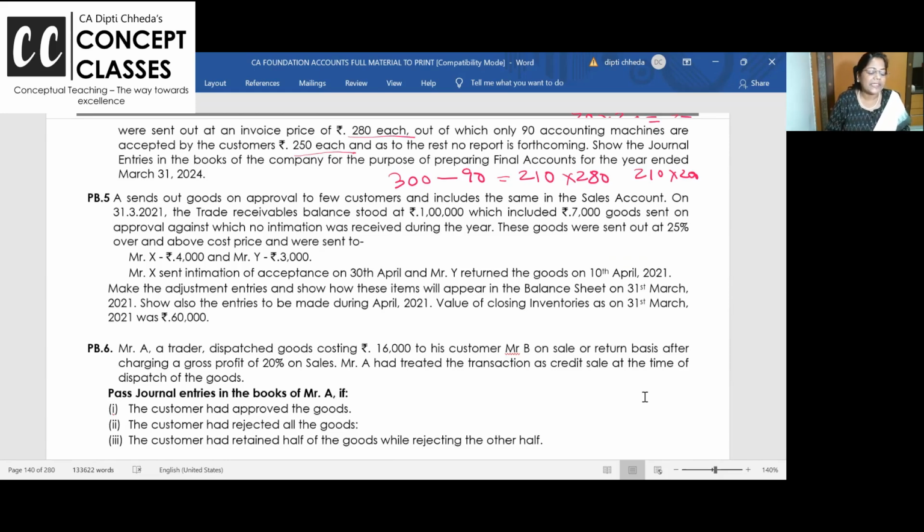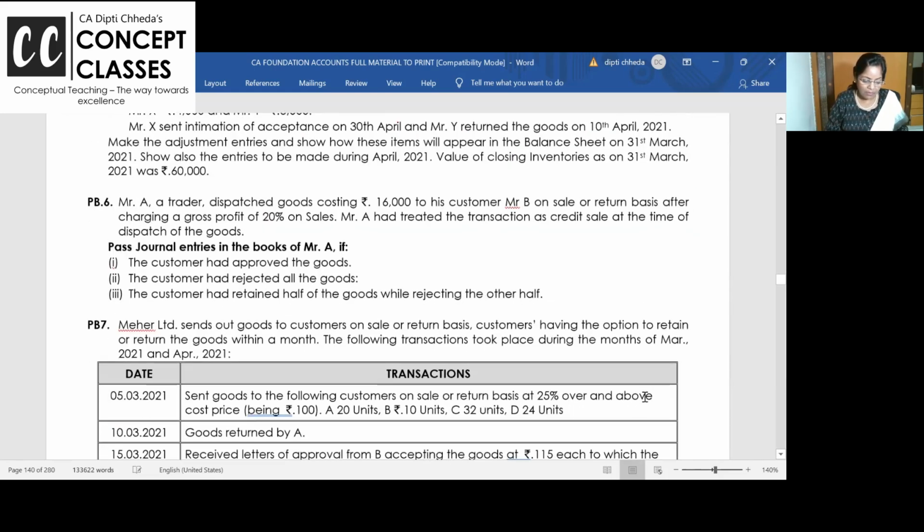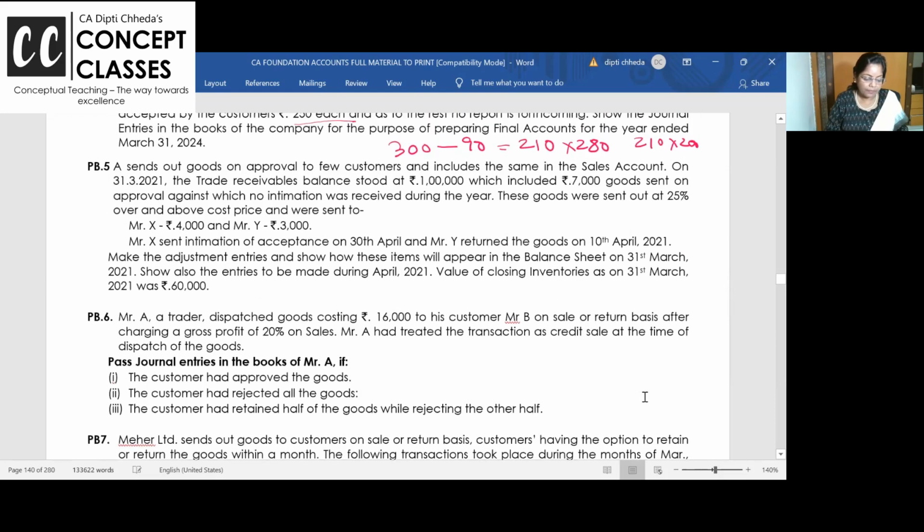They may ask you the presentation in the balance sheet. So your inventory or debtors will come accordingly in the balance sheet. A sends out goods on approval to a few customers and includes the same. Fifth problem: the trade receivable balance is given as 1 lakh, which includes 7,000 of goods sent on approval basis. These goods were sent out at 25% above cost to these two people.